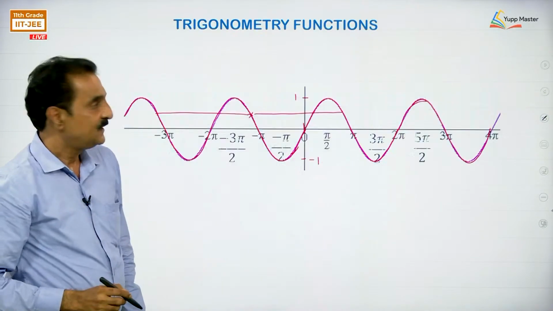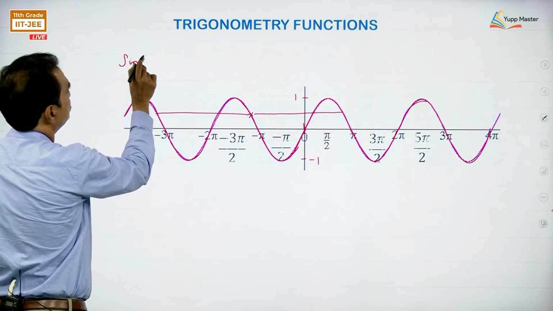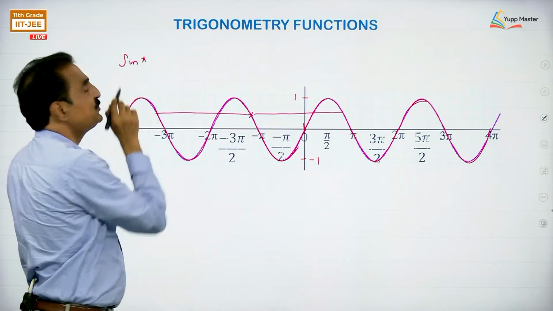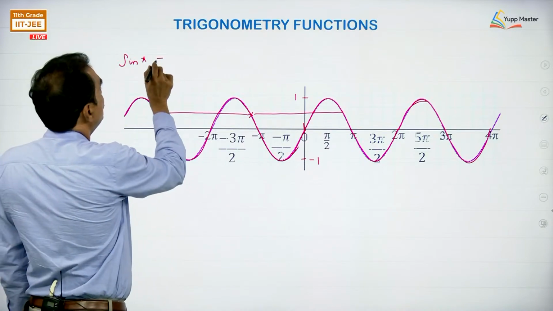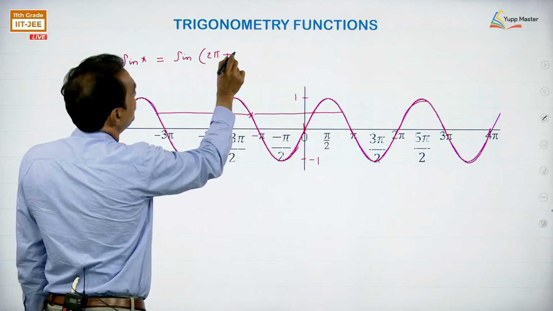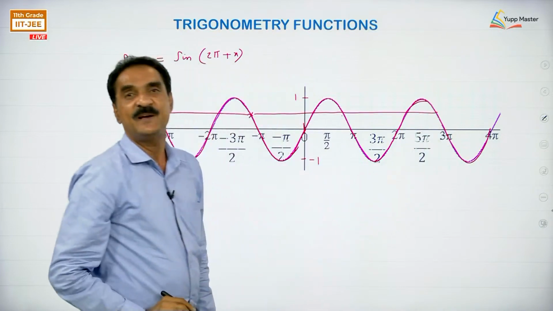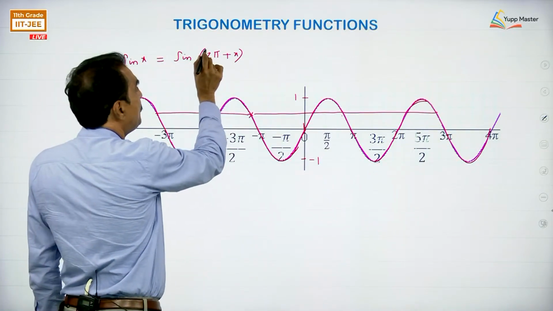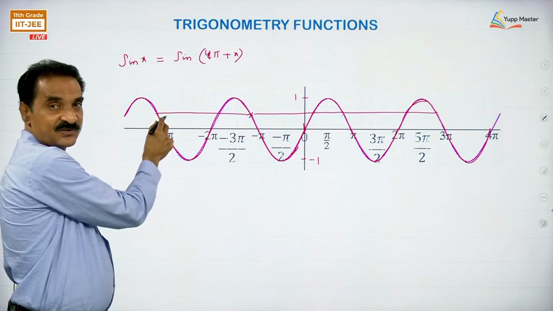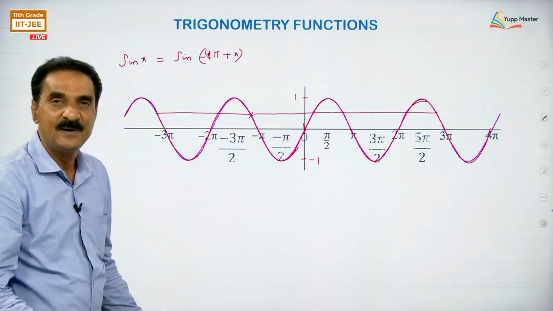Next is, here if you take sin x, moving 2 pi units towards right means you are adding 2 pi to x. By adding 2 pi to x, the value of sin x remains same. Move another 2 pi radians, again the value remains same. That means sin of 4 pi plus x is sin x. Similarly, if you move 2 pi units towards left 2 times, then it is sin of minus 4 pi plus x, the value remains same.